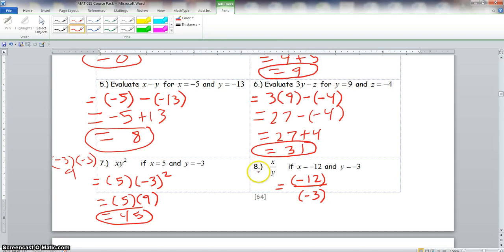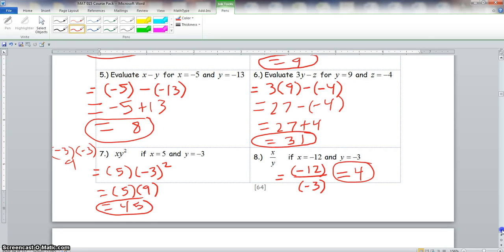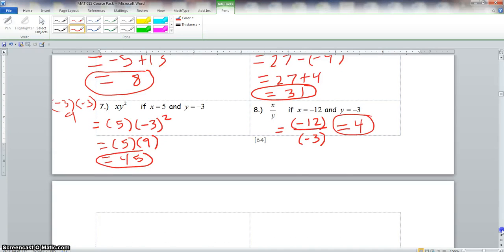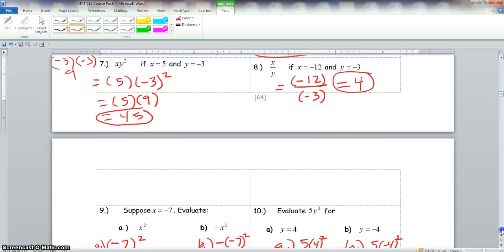Now we go over here to number 8. We have x, which is negative 12, so we replace x with the negative 12. Then we have y, we replace that with negative 3. There's nothing we can do inside these parentheses, so we would divide. A negative divided by a negative is positive, and we know 12 divided by 3 is 4. So now we scroll down here to number 9.